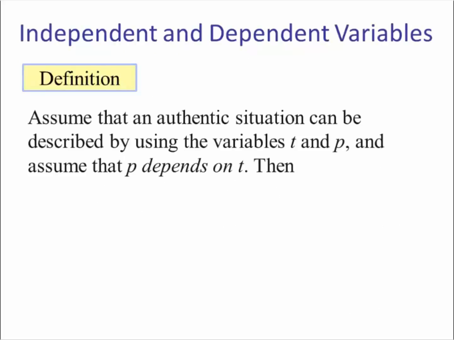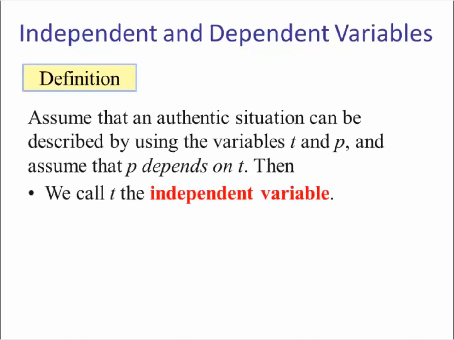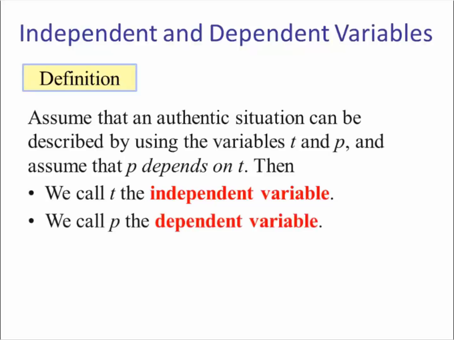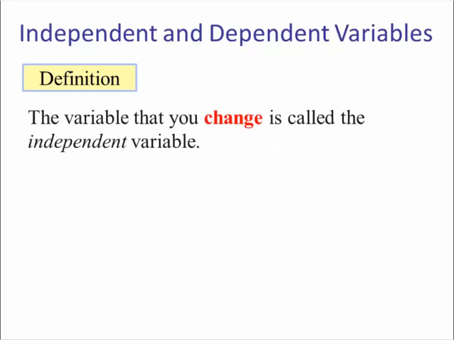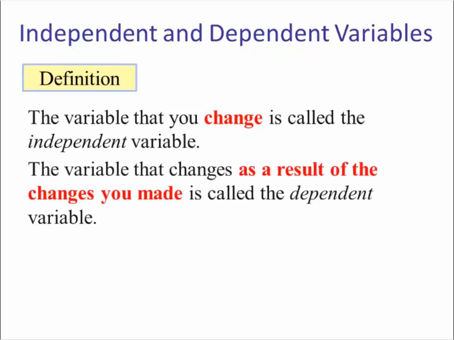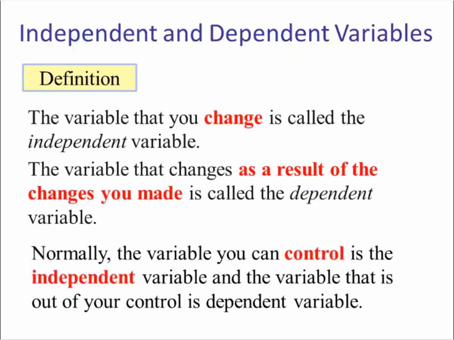Independent and dependent variables. Assume that an authentic situation can be described by using the variables t and p, and assume that p depends upon t. Then we call t the independent variable. We call p the dependent variable. The variable that you can change is called the independent variable. The variable that changes as a result of the changes you made is called the dependent variable. Normally, the variable you can control is the independent variable, and the variable that's out of your control is the dependent variable.